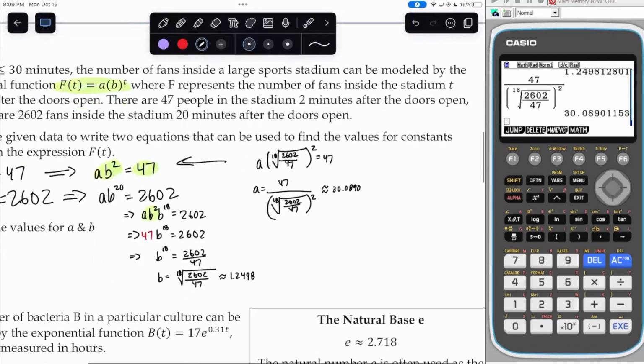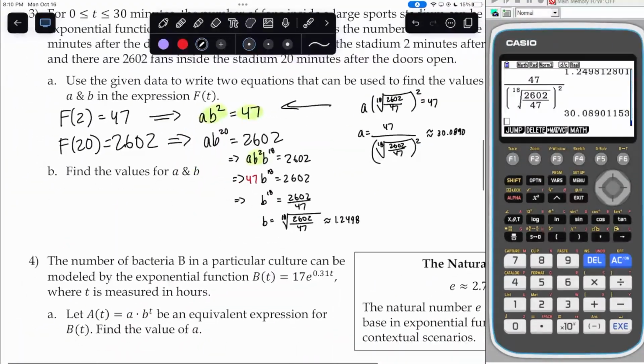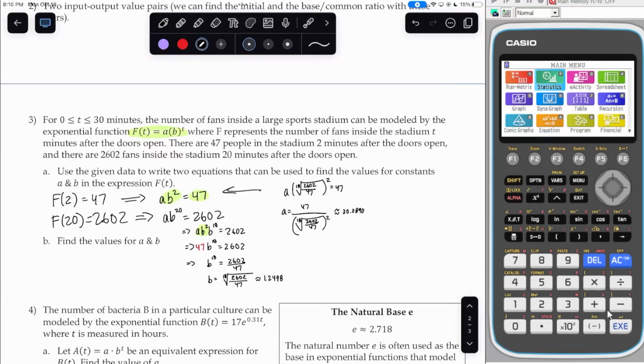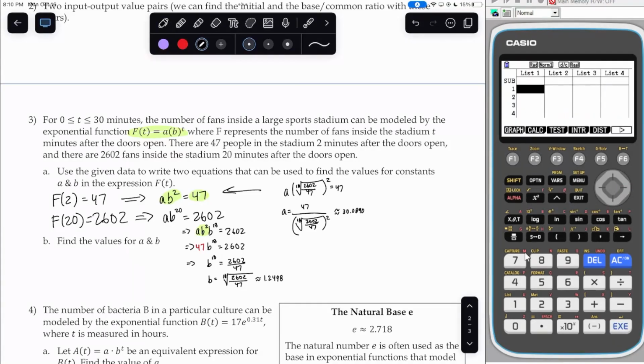Perfect. All right, so we estimate what A and B are, and those would be the answers for part B there. And if you really want to double check if this is good, we could quickly graph these points into our statistics tab and say, at 2 minutes and 20 minutes, the associated fans at those times were 47 as well as 2,602. If I put this into my statistics and then calculate an exponential regression, we should get the same numbers here as far as A and B go.